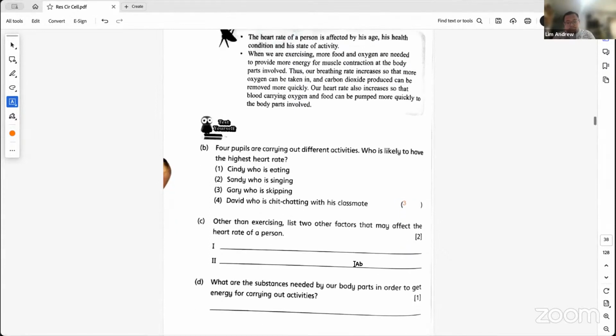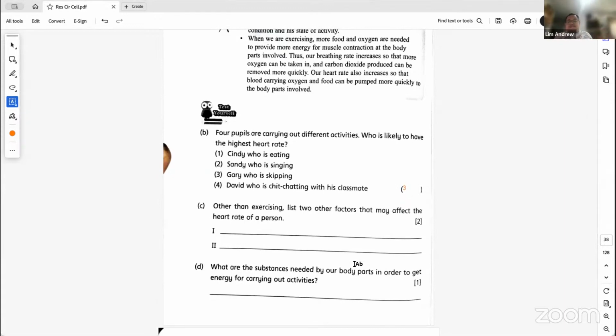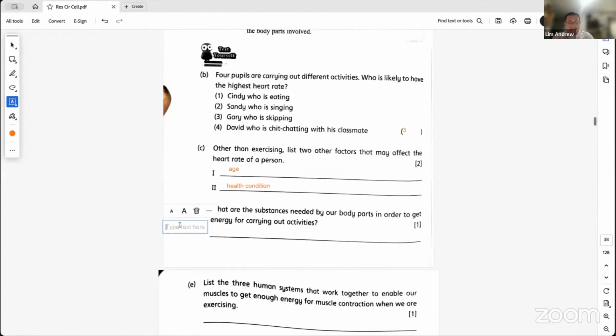All right. Other than exercise, list 2 other factors that may affect the heart rate. As mentioned earlier in the lesson, one of the important things that will affect it is the age and health condition. I think I spelled it wrong again. Health. Condition. So age and health condition are the other 2 factors that affect the heart rate of a person.